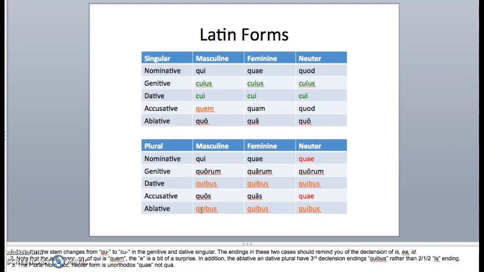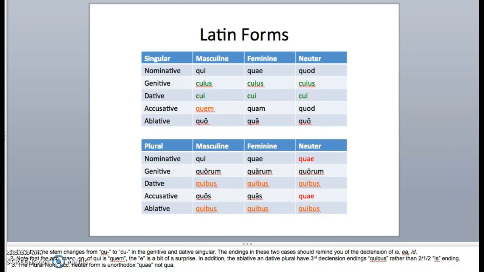And then lastly, the final quirk is that the neuter nominative and accusative plural is quae instead of the qua that you might have expected. It's an AE ending, not an A ending, which is tricky, and you just have to use it a couple times and get used to seeing that neuter plural form as quae rather than qua. Alright, so those are the forms, and I would recommend studying them much like you study is, ea, id, by saying qui, quae, quod, cuius, cuius, cuius, cui, cui, cui, rather than studying down. It's generally easier because that way you can remember that they all have the same genitive and dative singular forms, and it will flow better.